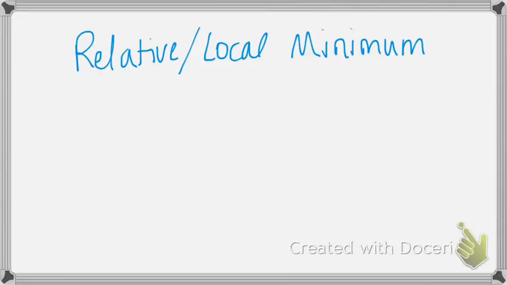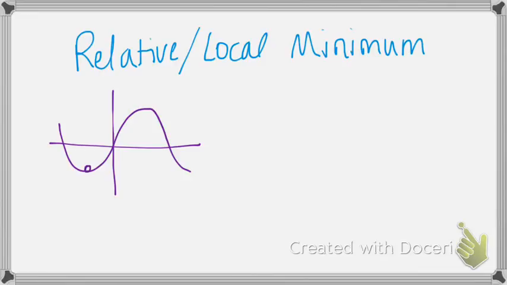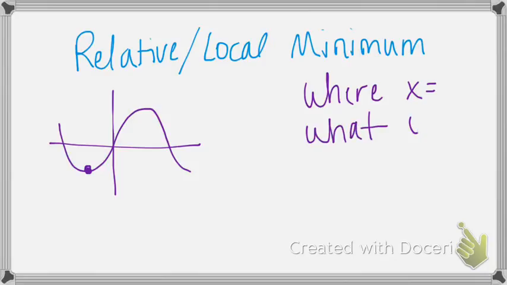A relative local minimum, you might see the words relative or local, either one, but that's basically just a minimum on the graph. That's a minimum. Normally it's talking about the y value. If it says where is it, then it's going to be wanting the x value. If it says what is it, it's going to be wanting the actual y value, like how high or low it is.